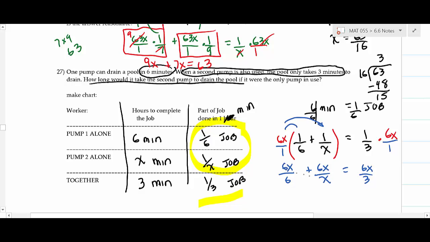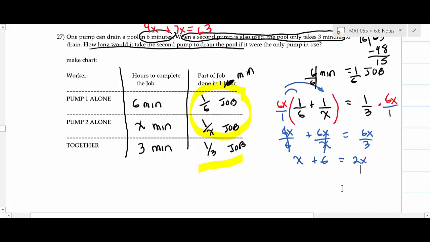So what's left here? x plus 6 equals what? 2x. 6 over 3 is 2x. So that would be the equation that you could go through and solve. Now, we need to get all the x's on one side. So you can move this x to this side. So you'd have 6 is equal to 2x minus x. The answer to that problem is x equals 6 minutes.